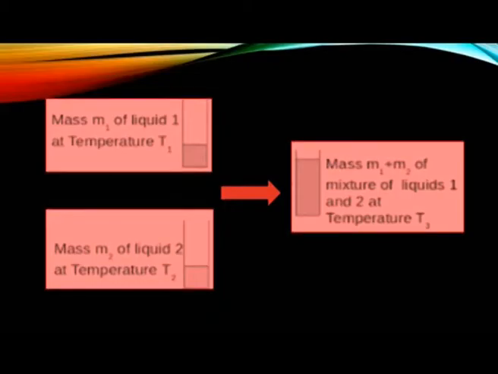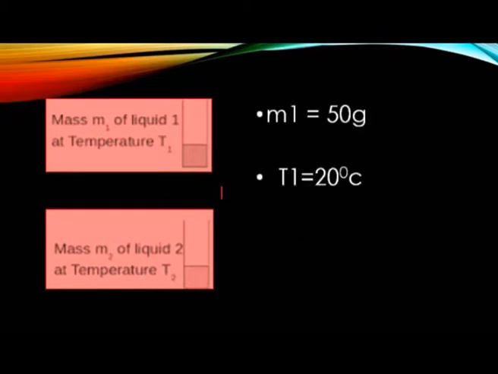Let us consider two test tubes. In the first test tube, m1 is equal to 50 grams and the temperature of the liquid, that is water, is 20 degrees centigrade. That is, m1 is equal to 50 grams and T1 is equal to 20 degrees centigrade. And let us consider the second test tube. The mass of the water present in the test tube is m2 is equal to 50 grams and the temperature of the liquid present in the test tube is T2 is equal to 40 degrees centigrade.